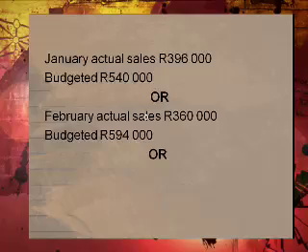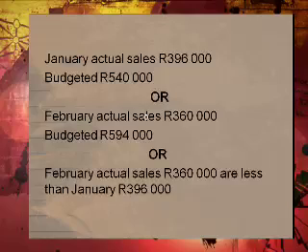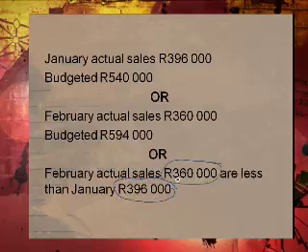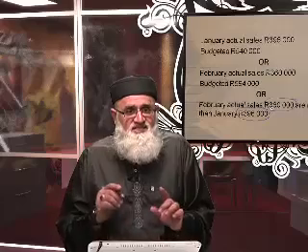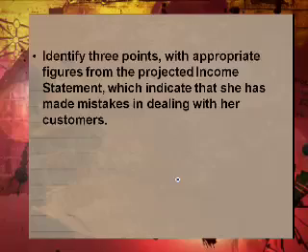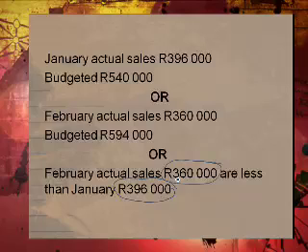Now, if you compare February's actual sales, which was 360,000, and January's actual, which was 396,000, again you can see that your sales are decreasing. So you are quoting figures from the question, and that is important. And what does it tell you? It tells you definitely that based on these figures here, our sales are definitely decreasing.